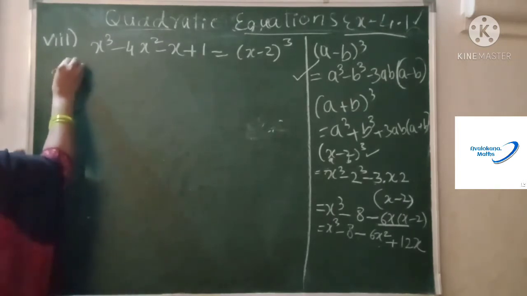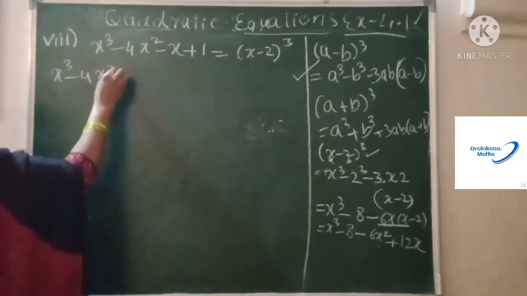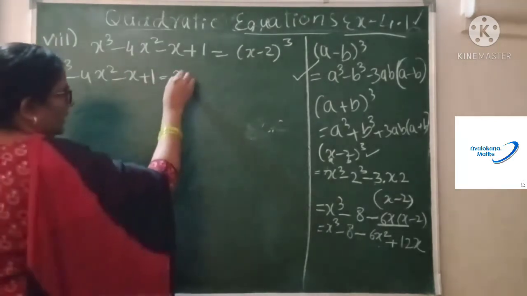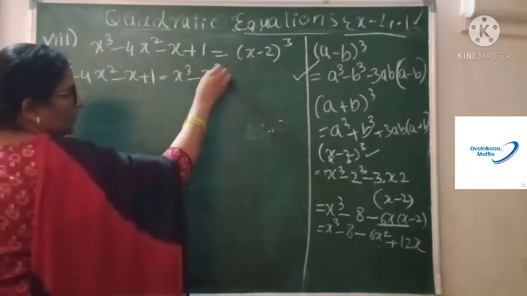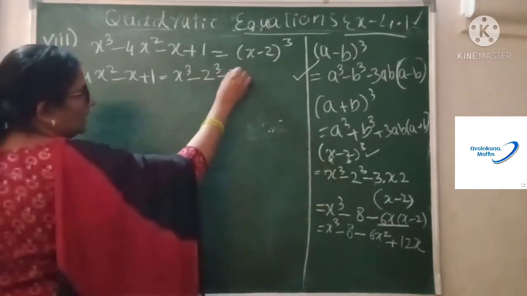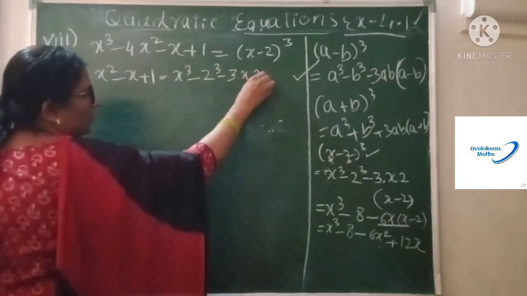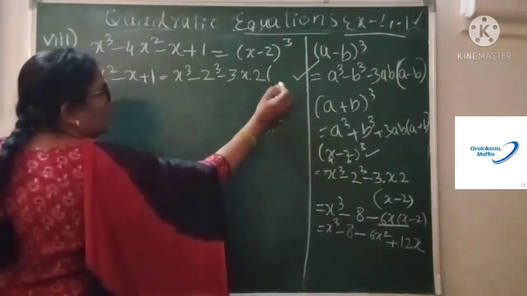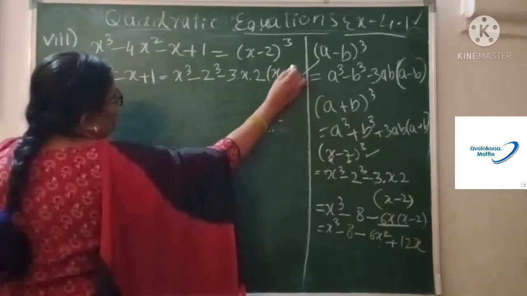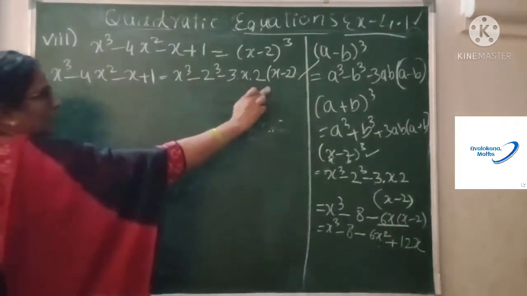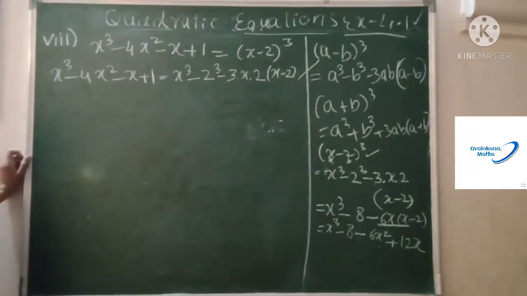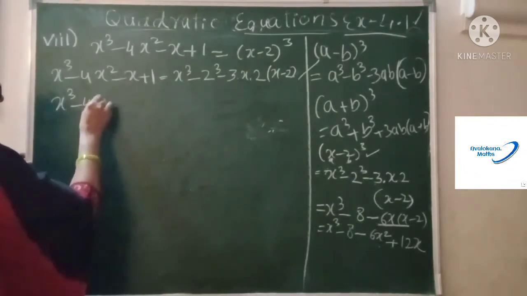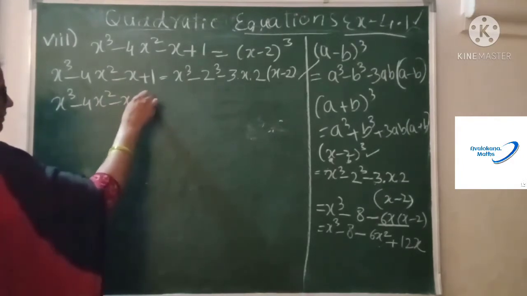So you have x cube minus 4x square minus x plus 1 is equal to a cube minus b cube minus 3ab into bracket (a minus b), like this one. Very simple. All the signs are negative when you have (a minus b) whole cube. Okay. Now look at this one: x cube minus 4x square minus x plus 1.